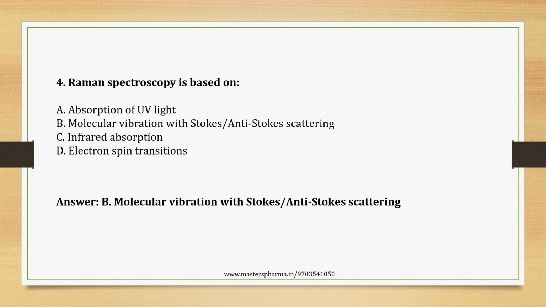Here we see the other options. Option A, absorption of UV light, is incorrect because it is UV visible spectroscopy, not Raman spectroscopy. Option C, infrared absorption, is incorrect. This is IR spectroscopy, where molecules absorb IR radiation, not scattering. Option D, electron spin transition, is incorrect because this is EPR or ESR spectroscopy and not Raman spectroscopy. So the correct option is option B.